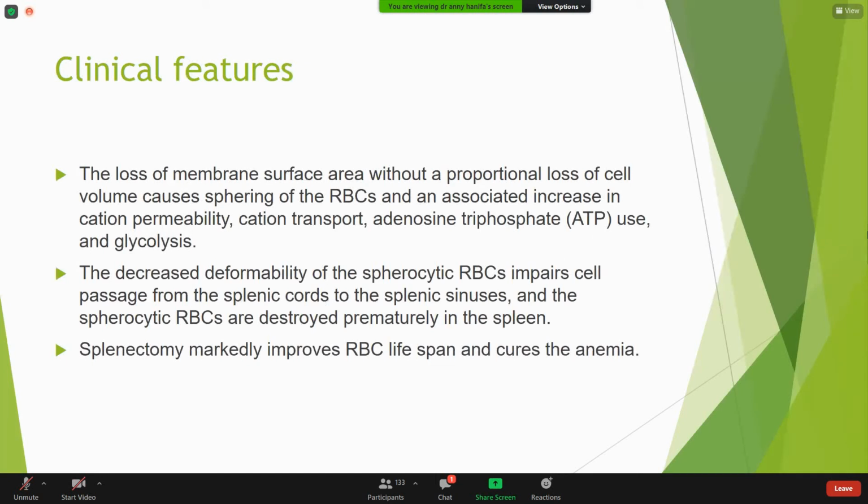And the loss of membrane surface area without a proportional loss of cell volume causes sparing of the RBCs and an associated increase in the cation permeability, cation transport, ATP use, and glycolysis. The decreased deformability of the spherocytic red cells impairs the cell passage from the splenic cords to the splenic sinuses, and the spherocytic red cells are destroyed prematurely in the spleen. And that's why splenectomy markedly improves the RBC lifespan and cures the anemia.